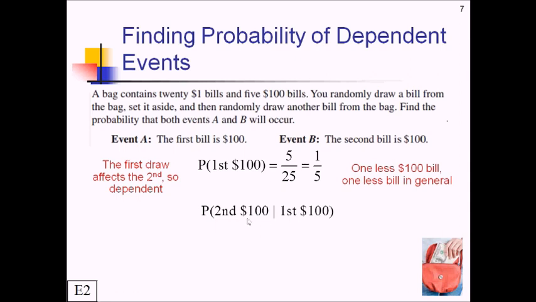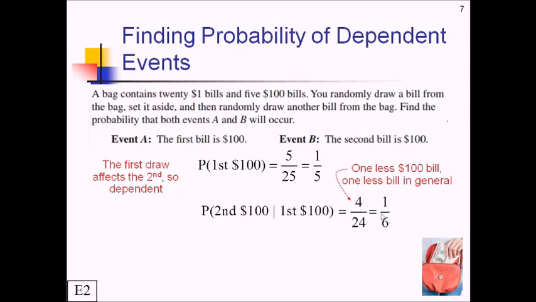In general, with these conditional probabilities, you're always going to be messing with your total number of possibilities, but in this case, it looks like we're also messing with the favorable outcomes. So pause the video and see if you can figure out what the conditional probability should be. All right, so we have 24 bills instead of 25, and now we have 4 $100 bills instead of 5. So this is now 4 24ths instead of 5 25ths. And we can reduce that to 1/6.